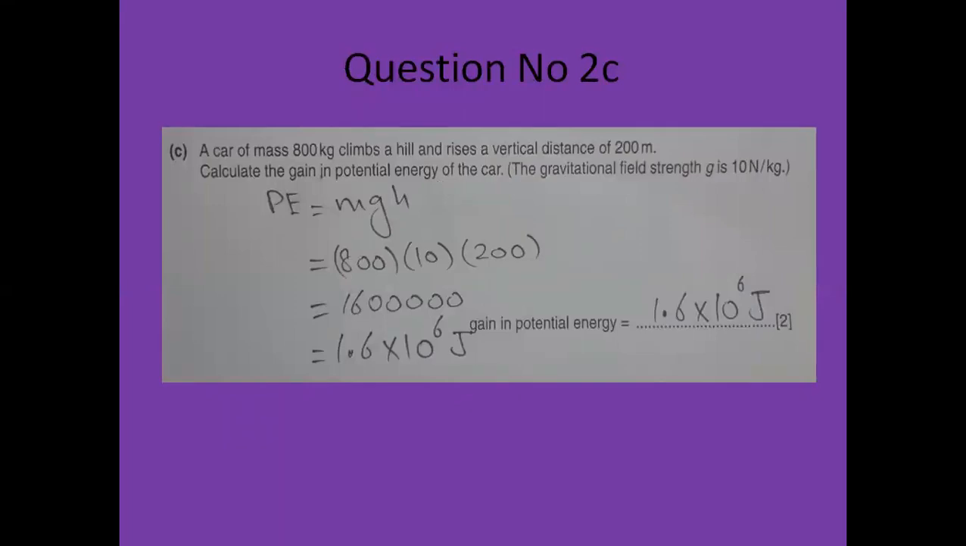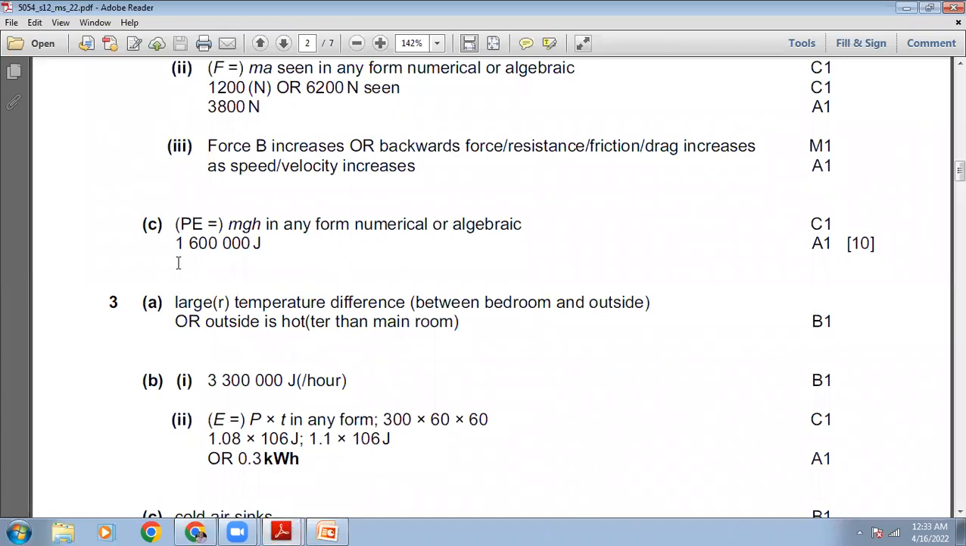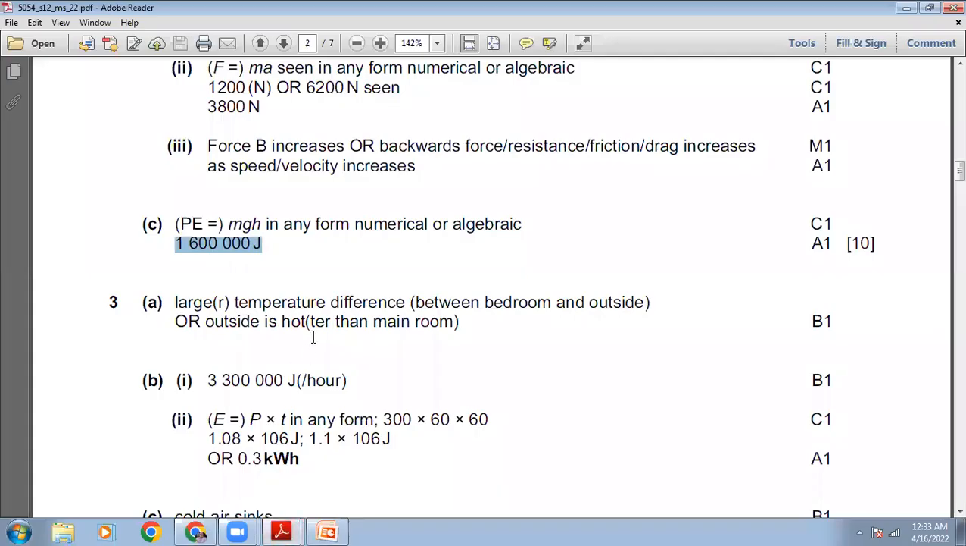So mgh: 800 kg multiplied by 10 Newton per kg multiplied by 200 meters. So it will be 1.6 times 10 to the power 6 joules. 1.6 times 10 to the power 6 joules is the answer. Our answer is right.